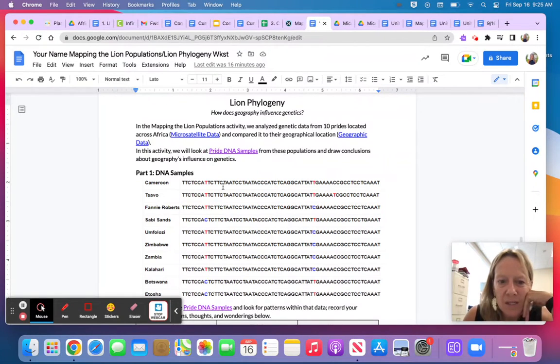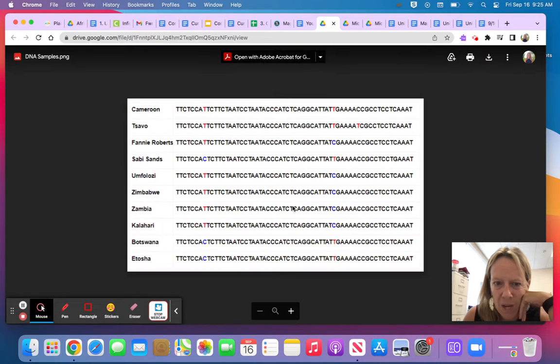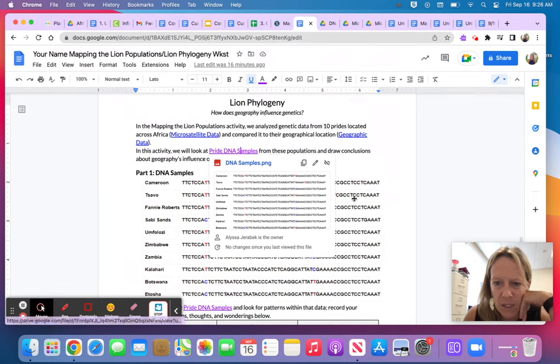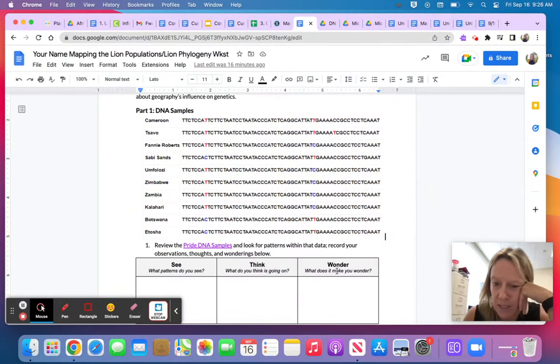This is DNA samples from the populations, and we're going to learn a little bit about what they mean. This one is, I think, just the exact same thing that's on the paper, so I'll leave it there in case we need to look at it a little bit blown up. Okay, so we're going to do a See, Think, Wonder again.